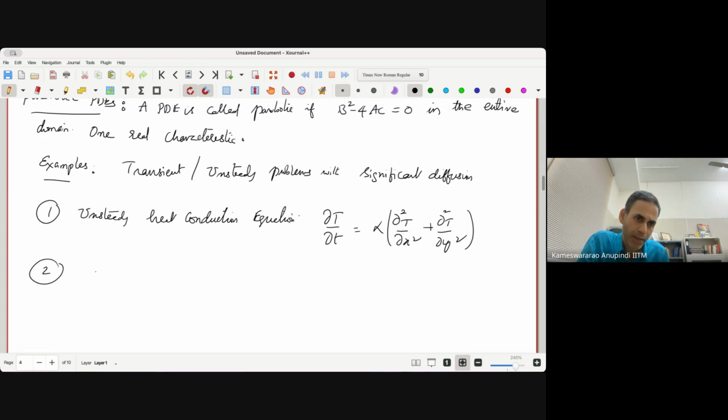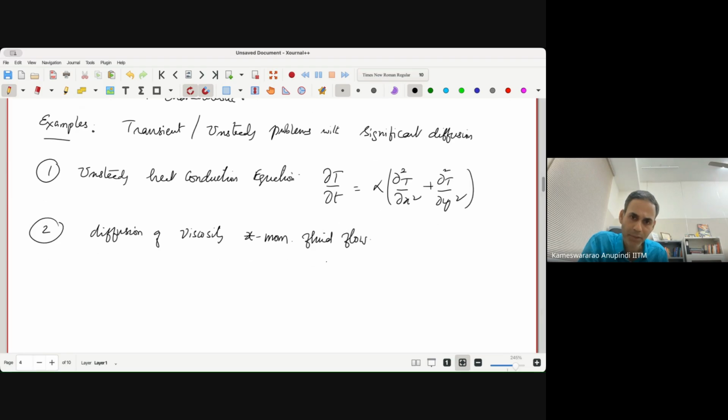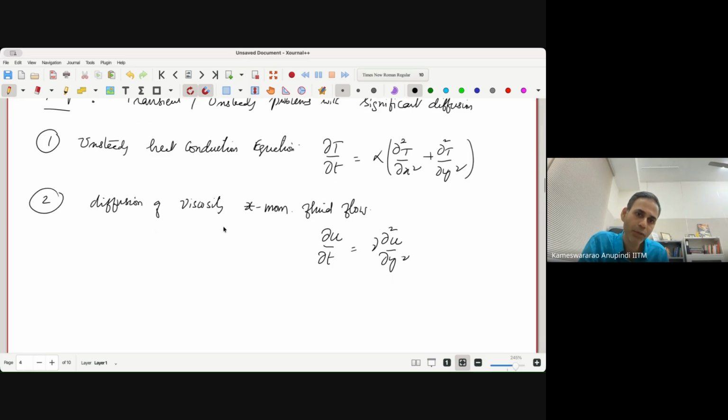Similarly, diffusion of viscosity. Let us say if I take the x momentum equation for a fluid flow, and then by making certain assumptions, we can show that partial u by partial t equals nu times partial squared u by partial y squared. Okay, this is basically diffusion of viscosity across a boundary layer, or within a boundary layer. Okay, so this is also an example.